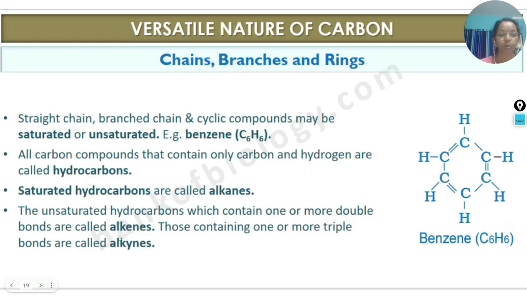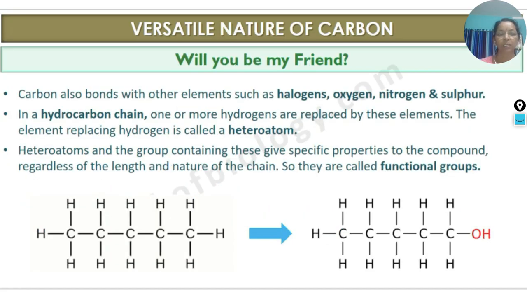And if there is a double bond, they are called alkenes. If there is a triple bond between carbon, we call them alkynes. So all of these increase the capacity of carbon to form structures like this, making it capable of forming n number of compounds. And it also forms compounds with heteroatoms. Heteroatoms mean atoms other than hydrogen.